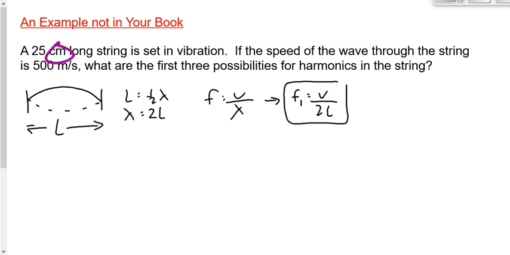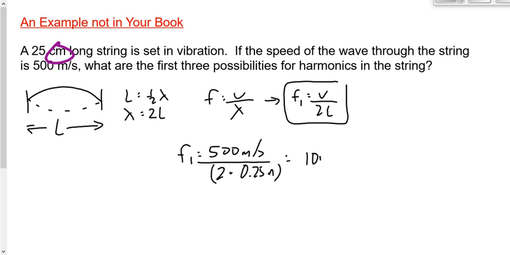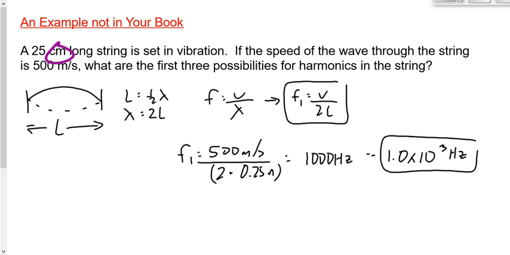Now let's calculate the value of the first harmonic. We're going to say F1 is V, which is 500 meters per second, divided by 2 times the length, which is 0.25 meters. 500 divided by 0.5, I believe gives me 1,000, doesn't it? Which we should, by rights, round to 2 digits, 1.0 times 10 to the 3 hertz. Done. There's the frequency of the first harmonic.